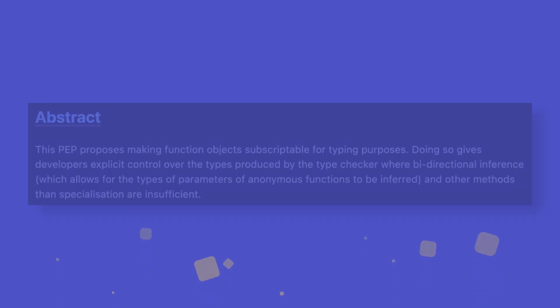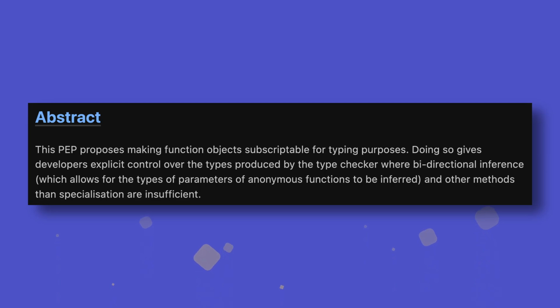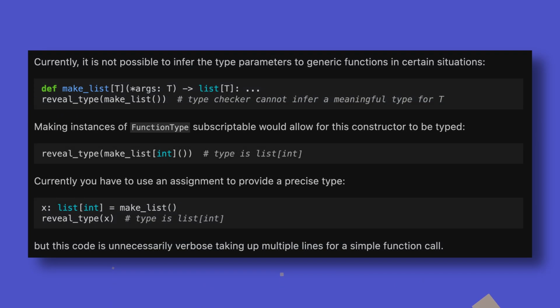Now, with that out of the way, how about we get stuck into some of the syntax changes 3.13 has to offer? Another follow-on from 3.12 is the ability to subscript functions, which serves as an extension to the type parameter syntax introduced in PEP 695. Where that allows users to provide cleaner generic types, this gives them more explicit control over types produced by the type checker in situations where they're unable to be inferred.